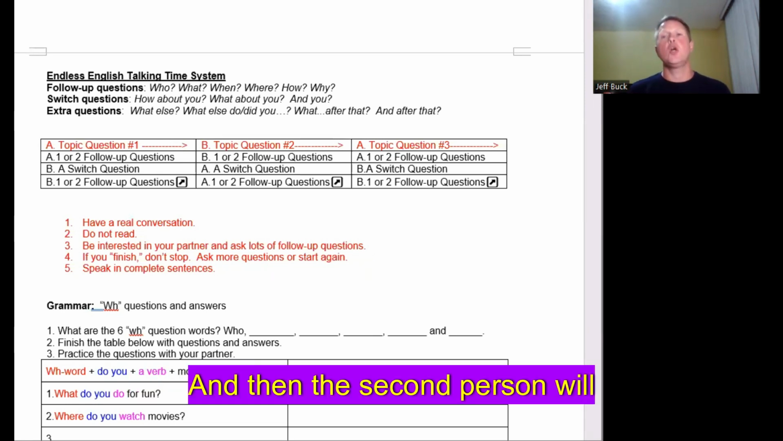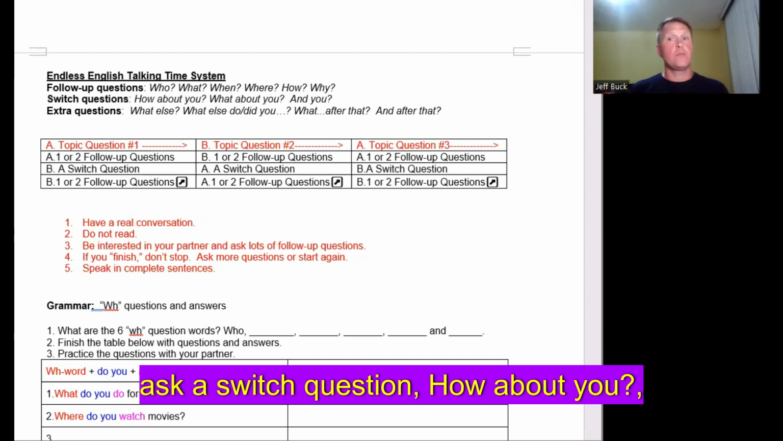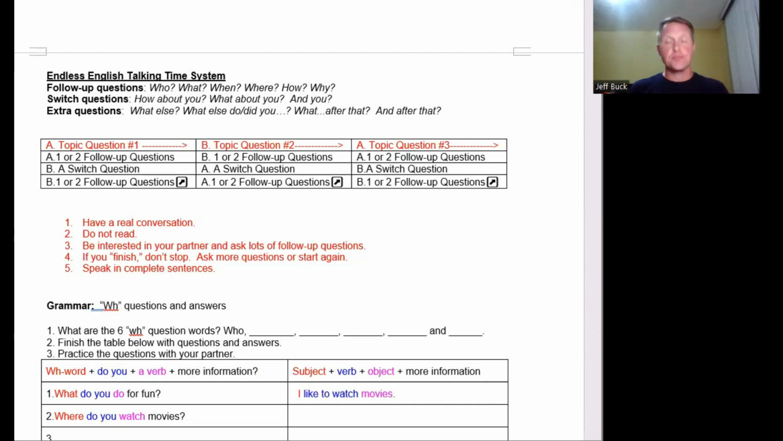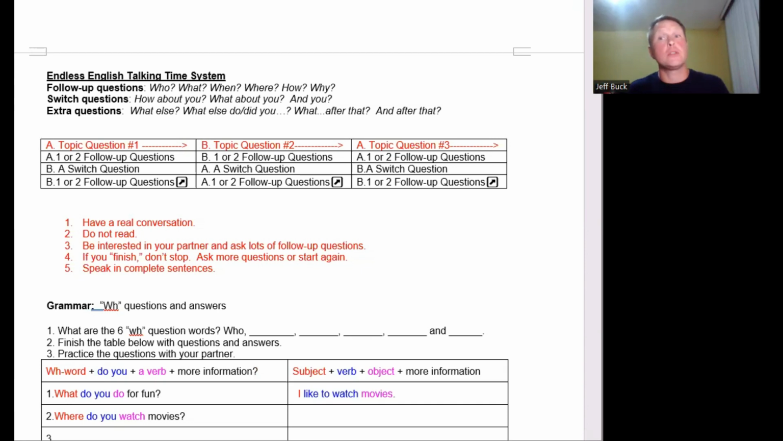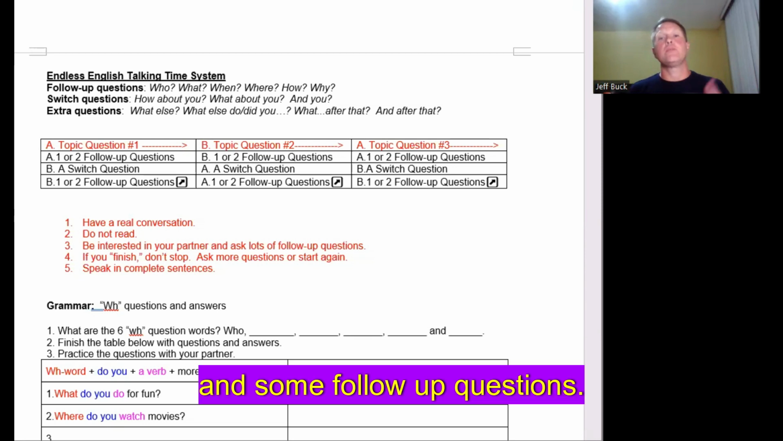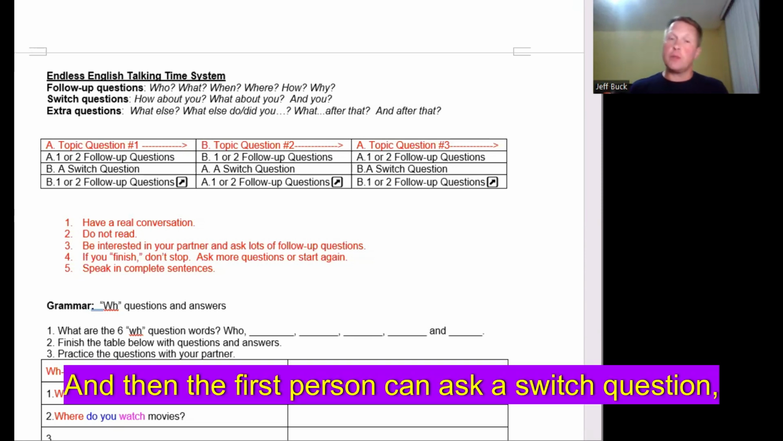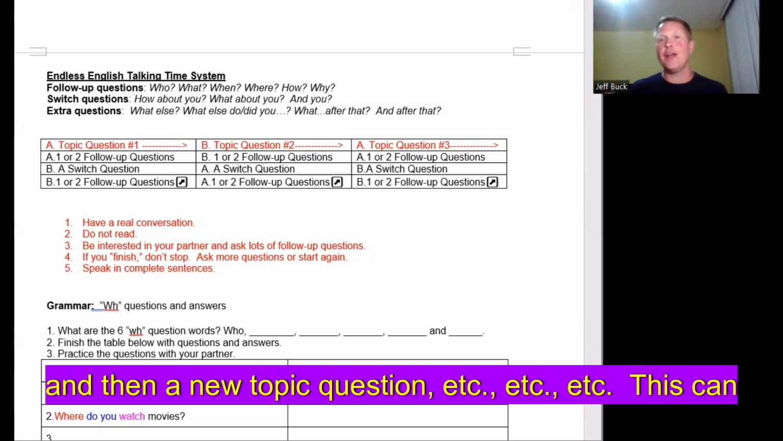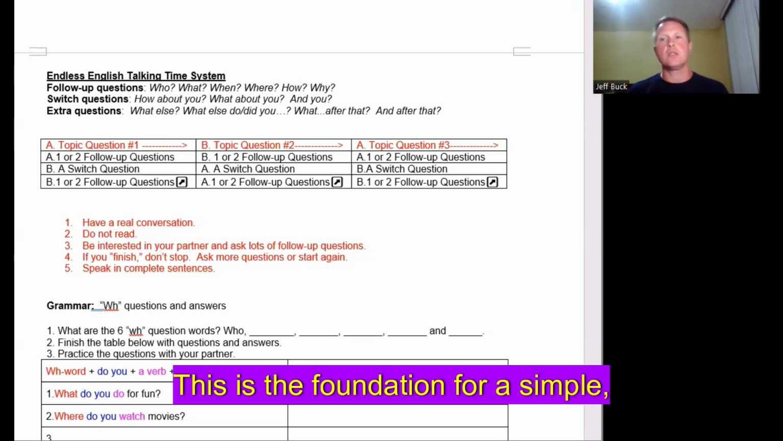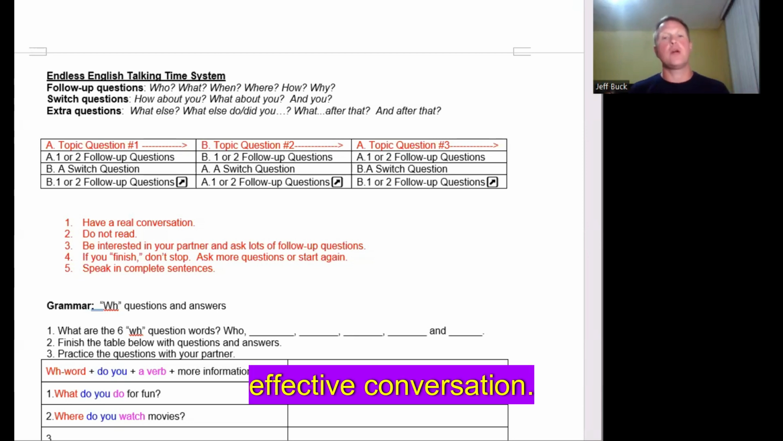And then the second person will ask a switch question. How about you? Along with 1 or 2 follow-up questions, which the first person will answer. And then the second person can ask a new topic question. What kind of movies do you like? And some follow-up questions. And then the first person can ask a switch question, some follow-up questions, and then a new topic question, et cetera, et cetera, et cetera. This can go on endlessly.